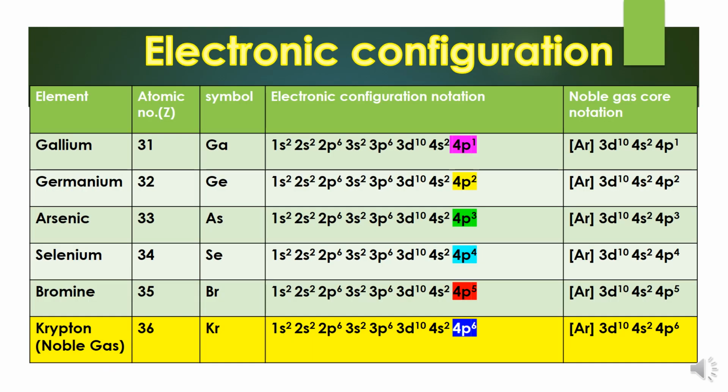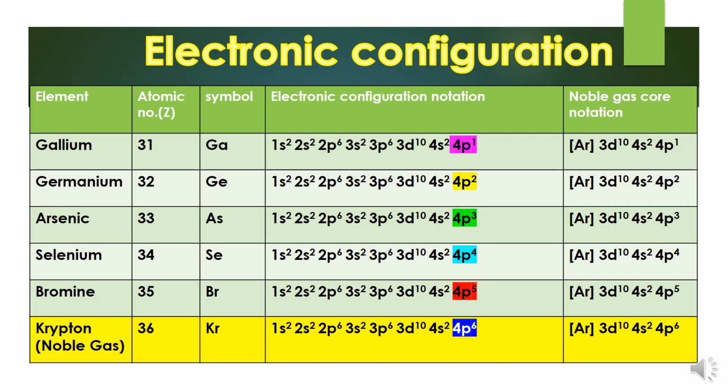Atomic number 31 is gallium, in which the last electron enters in 4p, giving the configuration 4p1. And you can also write it in noble gas core. Next is germanium with 32 electrons, and the last 32nd electron will also enter in 4p, but in 4py according to Hund's rule of maximum multiplicity, giving the configuration 4p2.